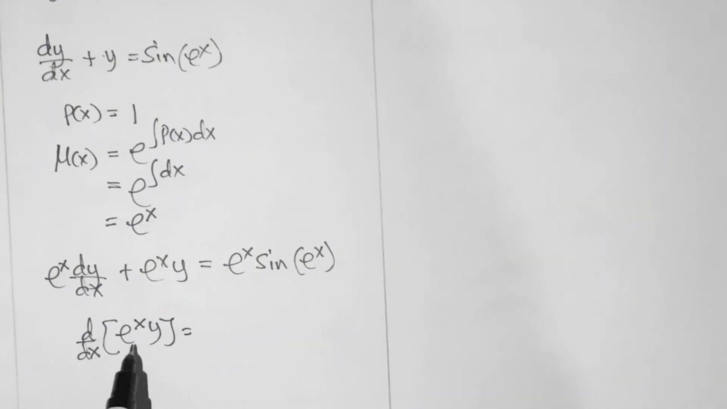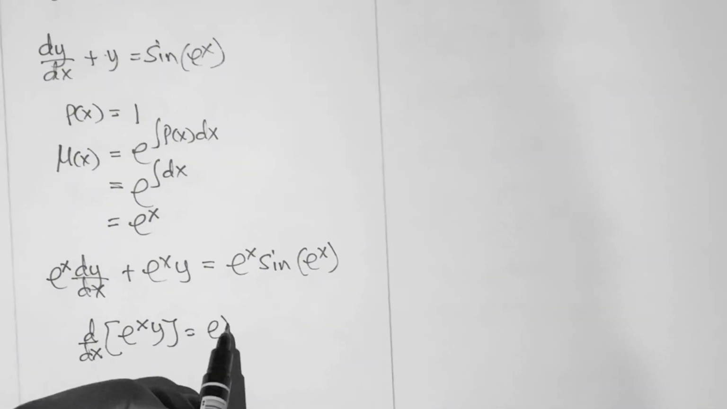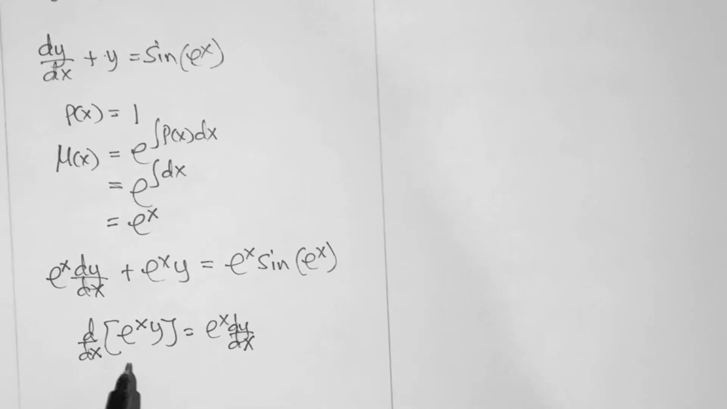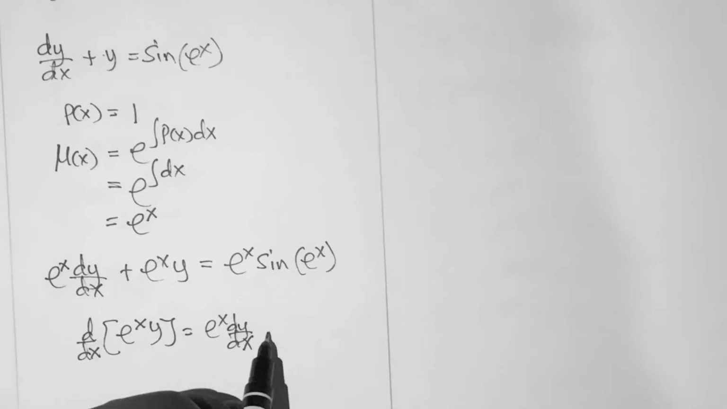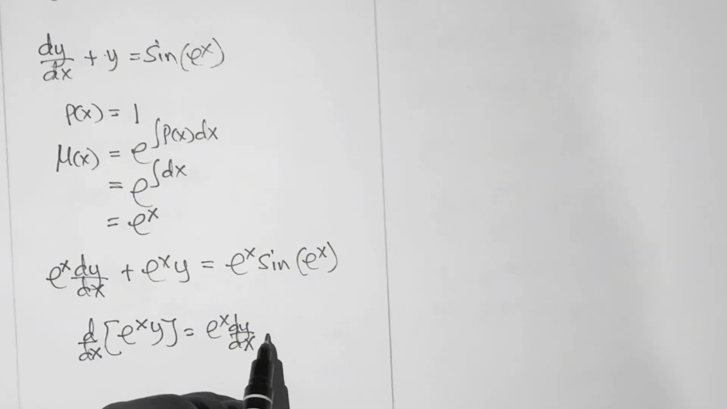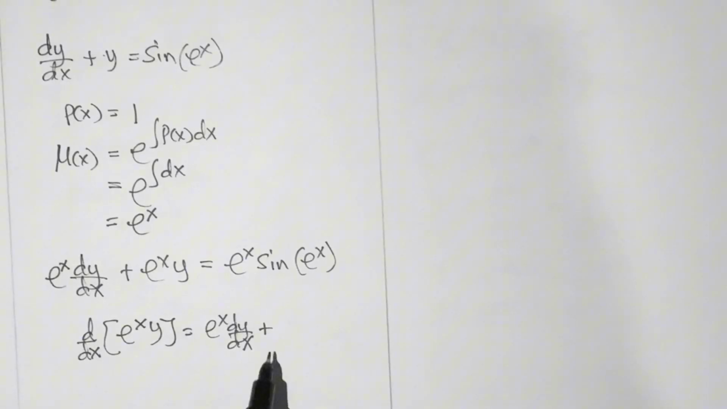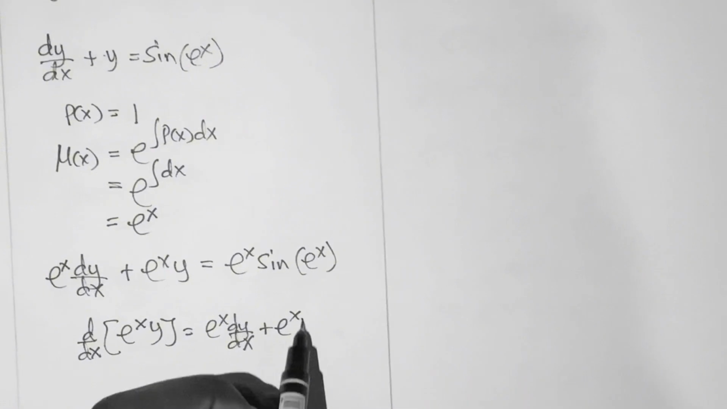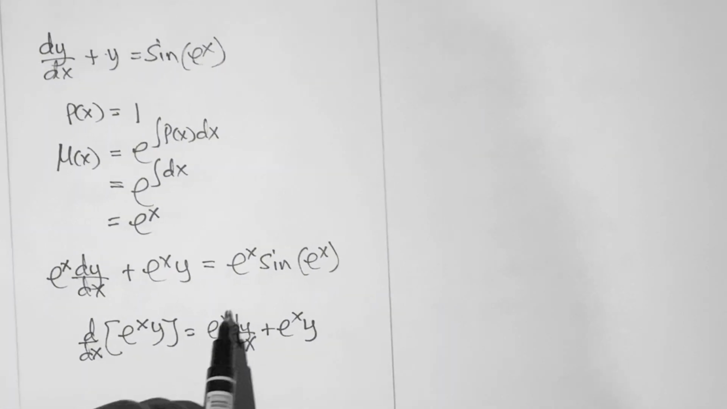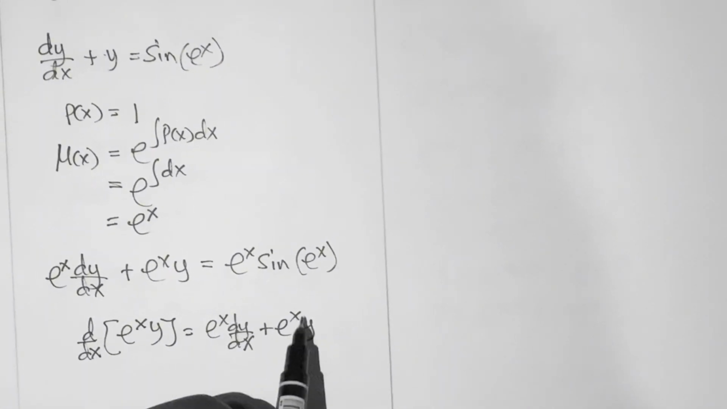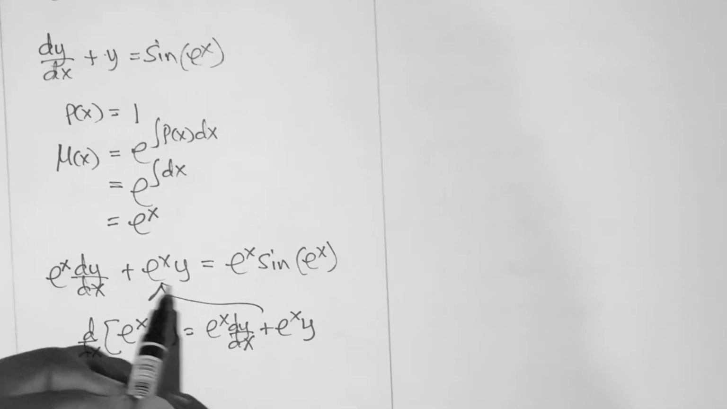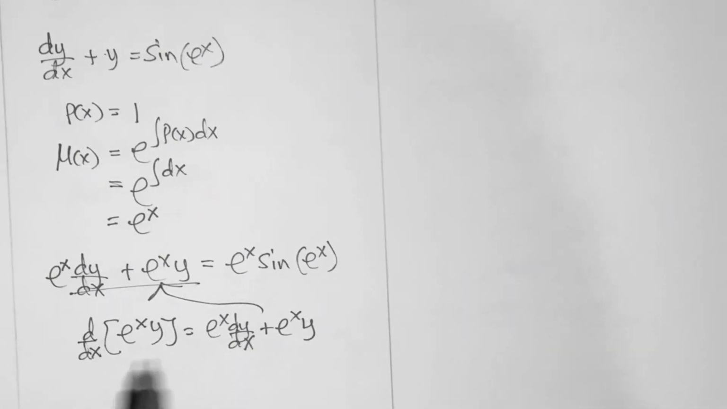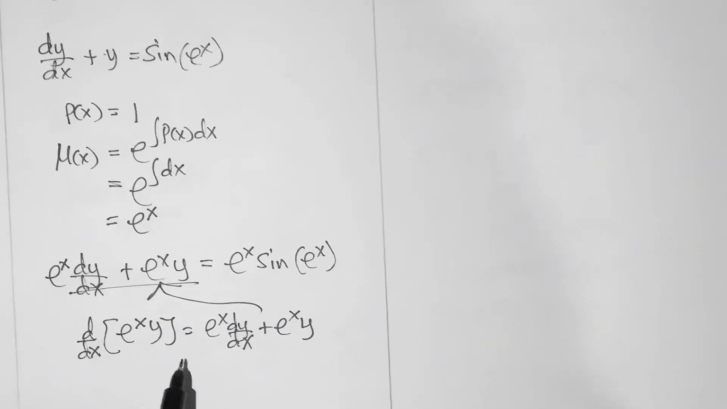You see that the first thing is maintain e^x, differentiate y, you get dy/dx. And then maintain y, so plus, and differentiate e^x. If you differentiate e^x, you get e^x, then y. Now you can see that here is e^x dy/dx plus e^x y. It is exactly all of this. So that means that all of this equation can be replaced by d/dx of e^x y.